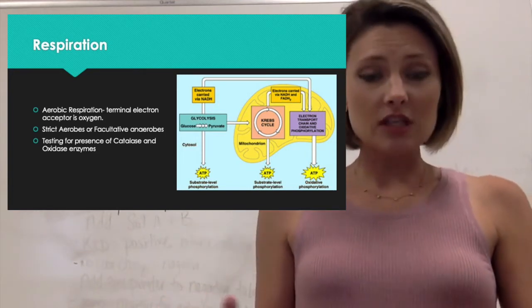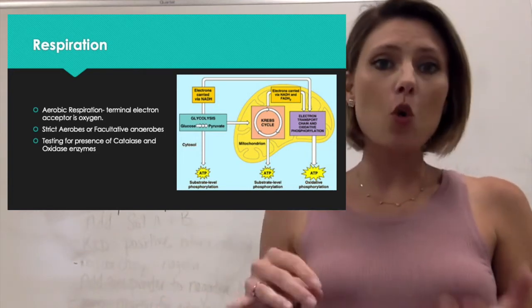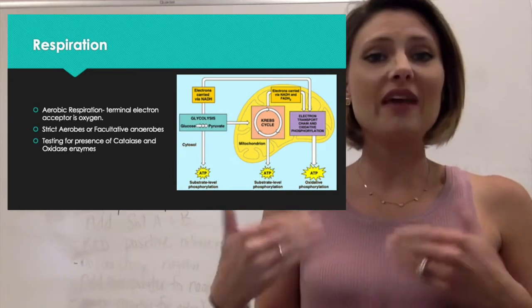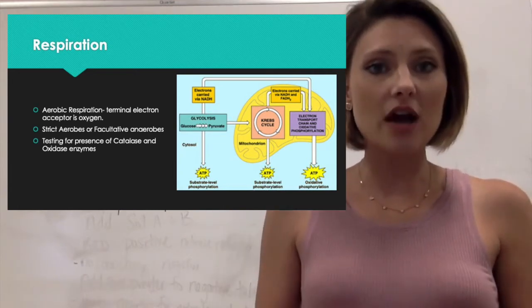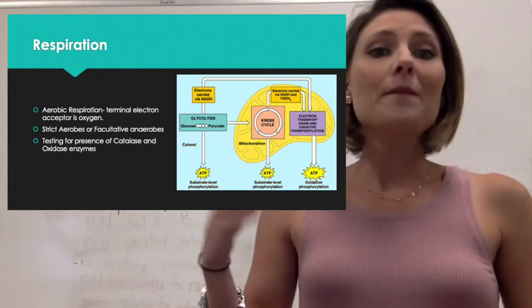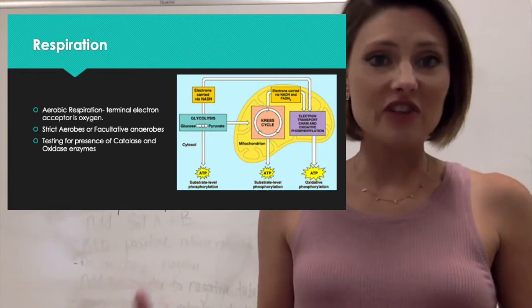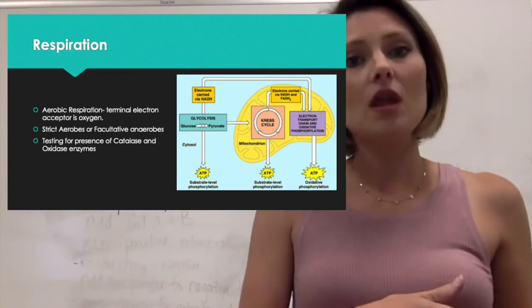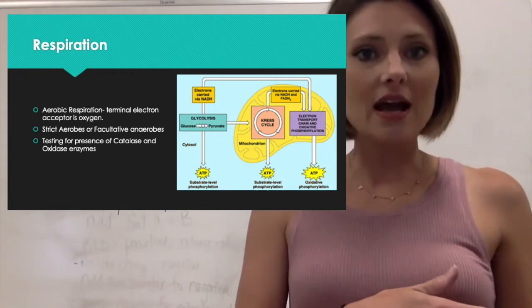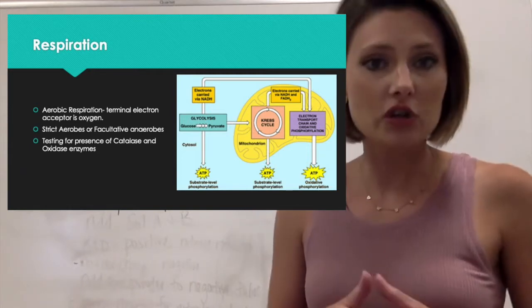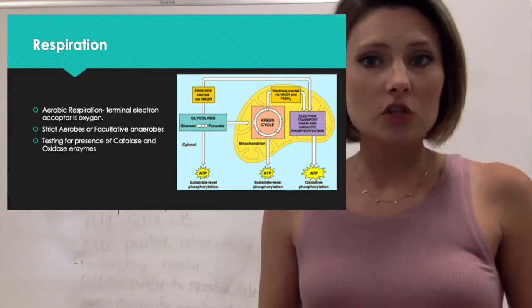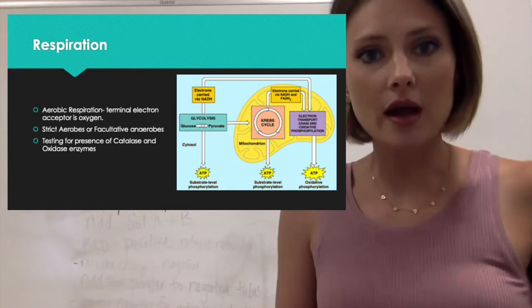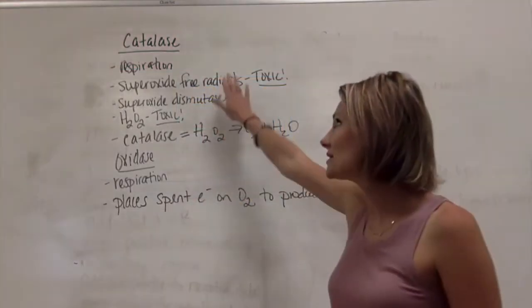Now, these bacteria can either be strict aerobes or they can be facultative anaerobes, meaning they have an electron transport chain. They can use oxygen as a terminal electron acceptor, but they can use other things if necessary, and that's those nitrate reducers that we looked at in the previous video. So these are going to be using oxygen as a terminal electron acceptor. We're going to start out by looking at the catalase test.